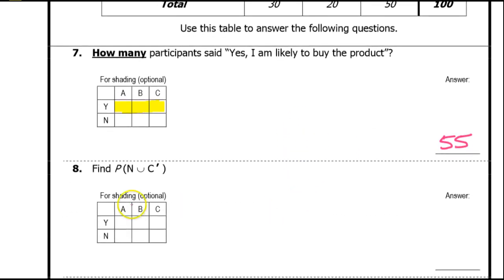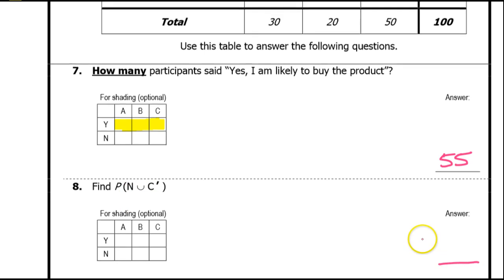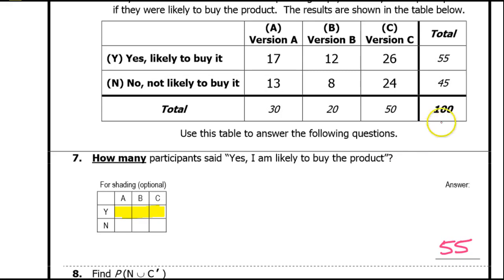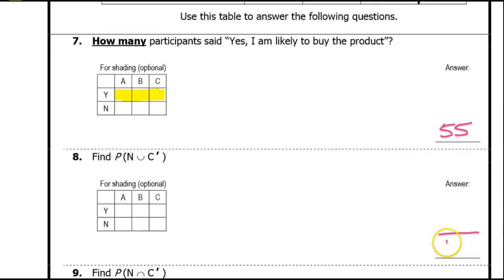Now find the probability of N or not C. The fact that this is a probability automatically means that I'm going to be dealing with a fraction. So target over total. This is not a given problem, it doesn't say given. That means the total is going to be the grand total of all the numbers, so I already know that's 100.